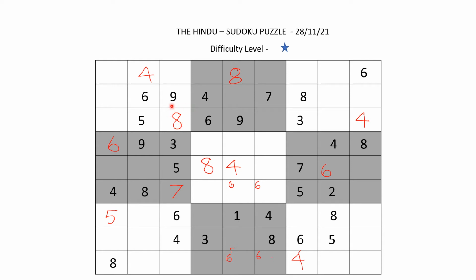So 9, if you take, we have two 9s in this section. So this 9 blocks here, this 9 blocks here. So automatically we get a 9 here. So if you move on here, this 9 blocks here, this 9 blocks this cell, this 9 blocks this cell. So these two cells can take a 9. Let's mark it.